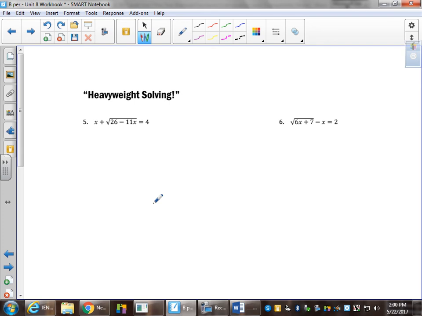These are both titled heavyweight solving. You'll see why in a moment. The steps don't change. So without looking at what you wrote on the previous page, what's the first step? Isolate the radical. So to do that, what needs to move first? This x that's on the outside. So let's take care of that first. We're going to subtract x from both sides.